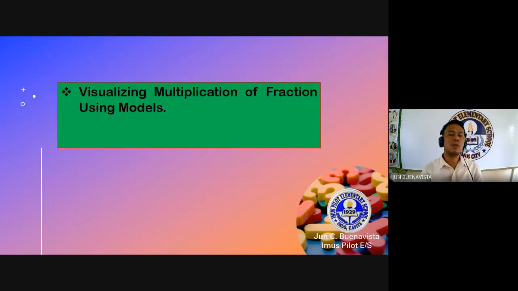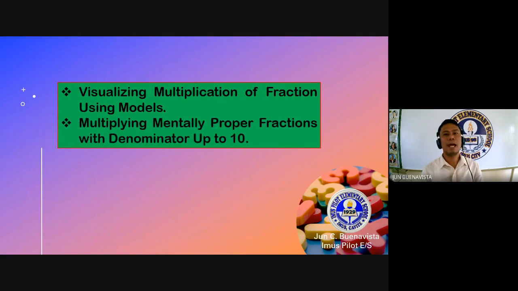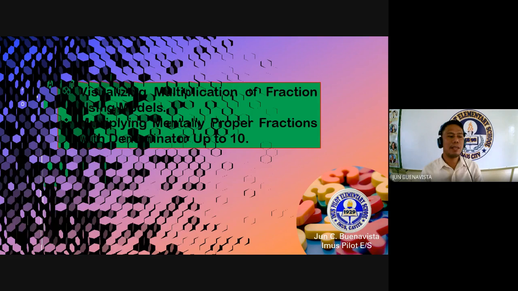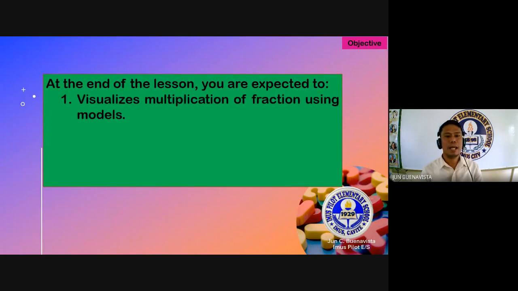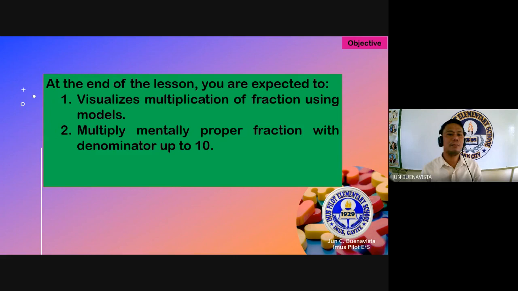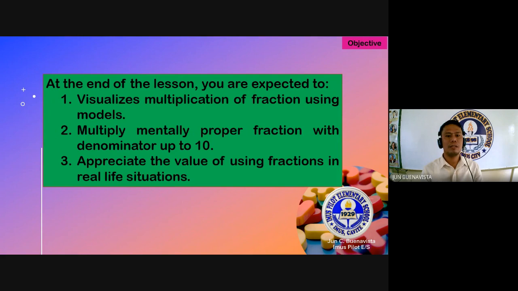So our lesson this week is all about visualizing multiplication of fractions using models and multiplying mentally proper fractions with denominator up to 10. Okay, so are you ready now? So I have here the objective. At the end of the lesson, you are expected to visualize multiplication of fractions using models, multiply mentally proper fractions with denominator up to 10, and appreciate the value of using fractions in real life situations.